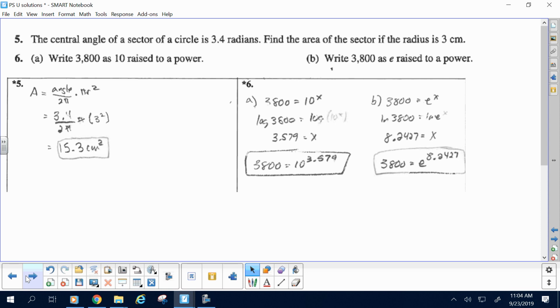Number 6, pay attention to how this should be written. It says write 3,800 as 10 raised to a power. So your answer should be something like 10 to the 3.579 is the answer. If you just have 3.579, that doesn't answer the question. It says write it as 10 to a power. Same deal on B then. As e to a power, it's e to the 8.2427, not just 8.2427. You follow? Okay.